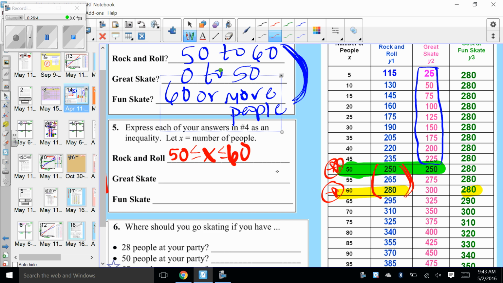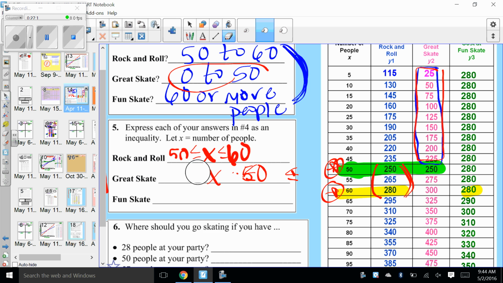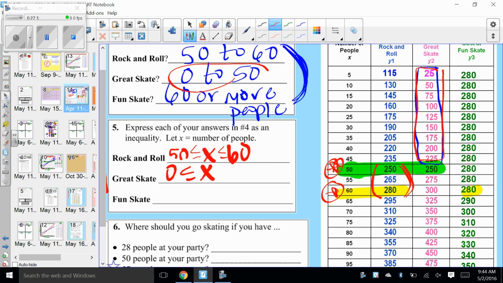So we're saying that that is definitely cheaper. Now, Great Skate is cheaper from 0 to 50 people. We've identified that 0 to 50. There's a tie at 50, so it doesn't matter. But if the number of people is between 0 and 50, it's cheaper to go to Great Skate. I'm going to have to erase that because it's stuck to my pen here. Cheaper to go to Great Skate.